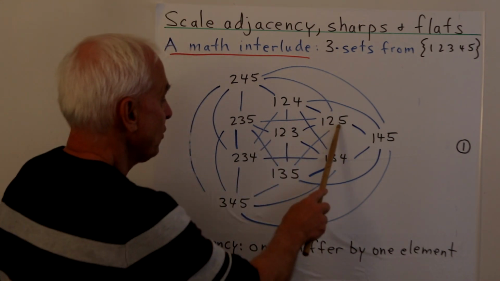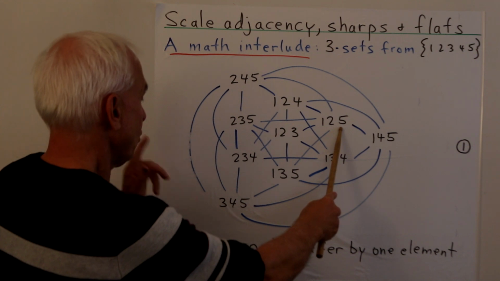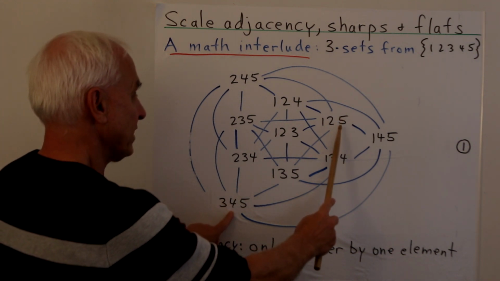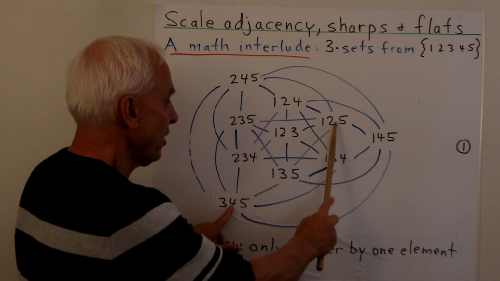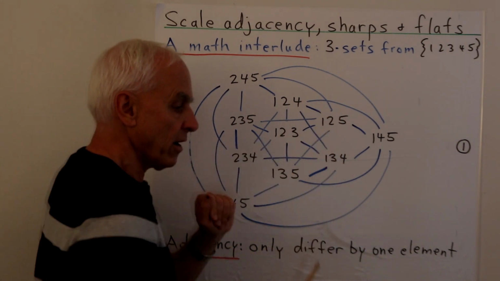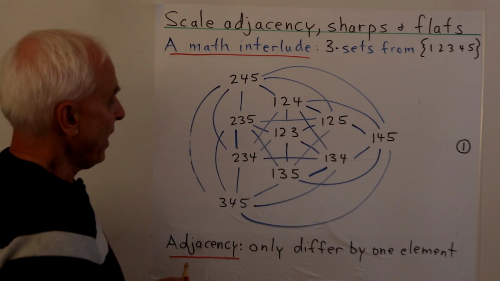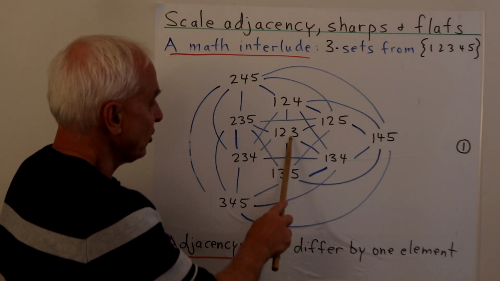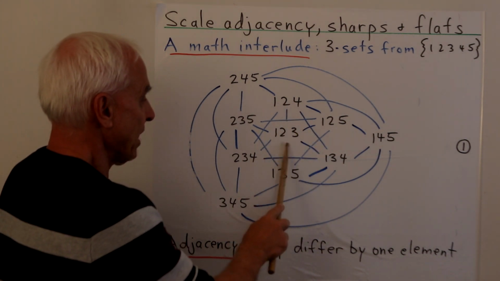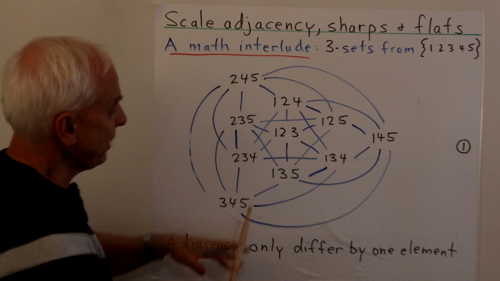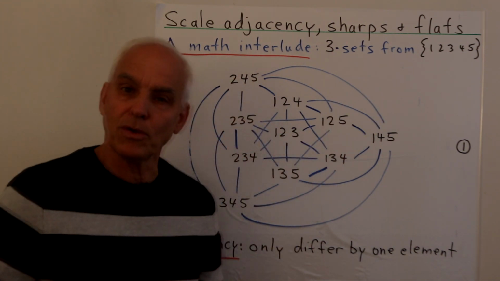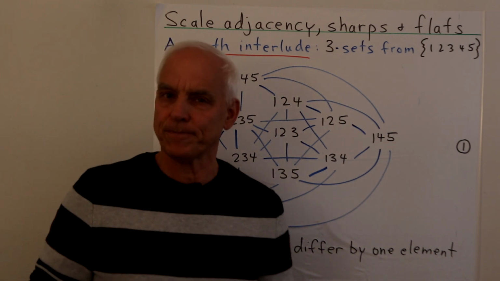On the other hand, 1, 2, 5 is not connected to, say, 3, 4, 5 because the intersection between these two is just the 5. So these are not as close as these are. Well, then each one of these things is connected to 6 others. For example, 1, 2, 3 is connected to these 6 here. And we get a pleasant, rather symmetrical kind of configuration.